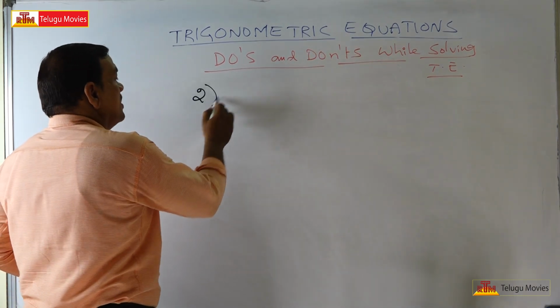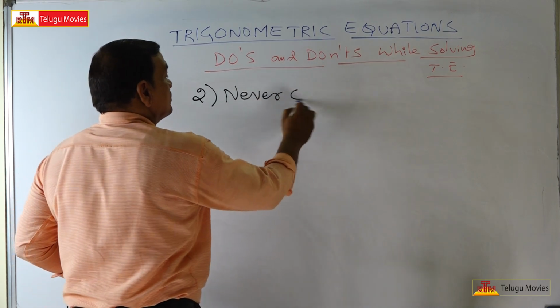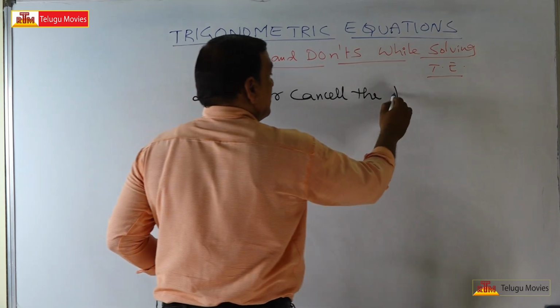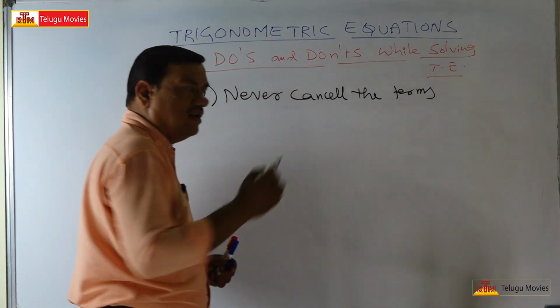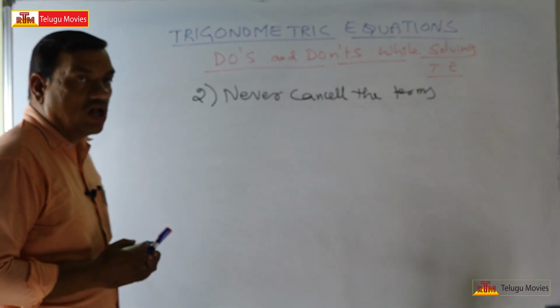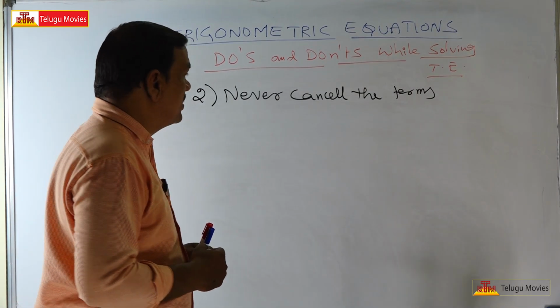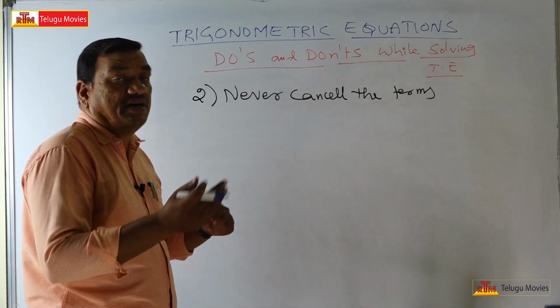So dear students, let us take the second important thing. The second one is: never cancel the terms. In general, while solving equations in algebra, we cancel terms like that. But here you should not cancel the trigonometric terms on both sides.